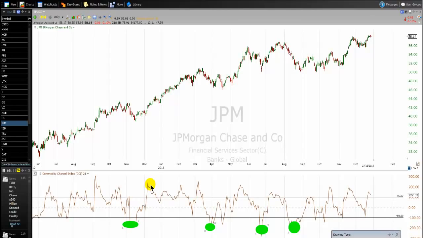The Commodity Channel Index is there to help us smooth the price. Because sometimes, with volatility, you can see something on the chart and it looks distorted. The indicator is smoothing the price action.